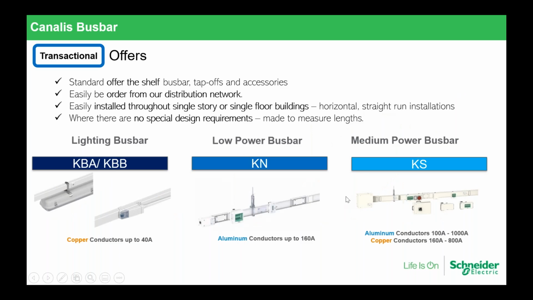I'm cautious of time. I'll try to touch a little bit on the ranges, just to understand the difference. I'll skip this one because I mentioned KB, KN, and KS, the rating that we are covering with them, and the type of conductors we are using. So as I said, the transactional offer: KBA, KBB, KN, and KS. This is to be seen on the distributor shelves normally.